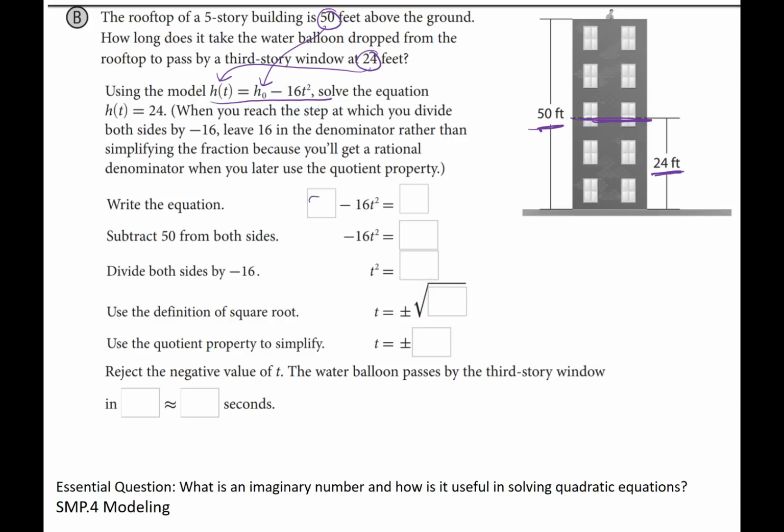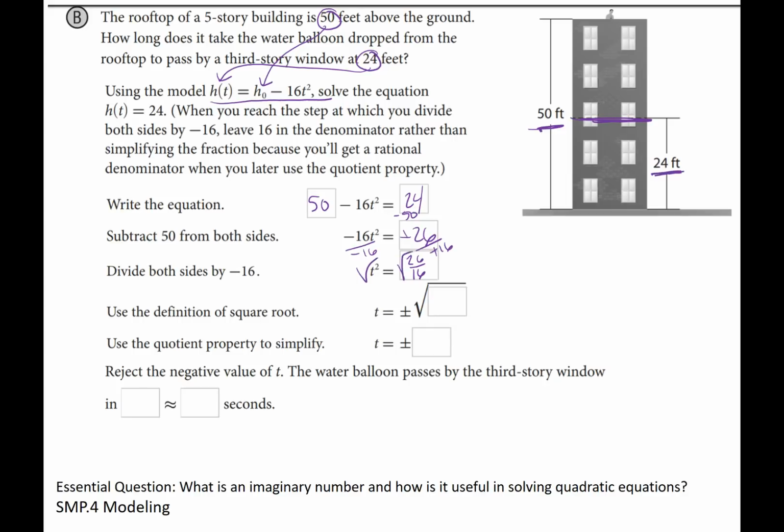So we're going to write the equation, 50 minus 16t squared equals 24. I'm going to start by subtracting 50 from both sides. So 24 minus 50 is negative 26. And then we're going to divide by the negative 16, which is going to go positive. And, oh, actually, this is their little hint. Don't try to reduce that number. Leave it as 26/16 because the 16 is a square number. If I reduce it, it's not going to be square anymore. So this actually helps us.